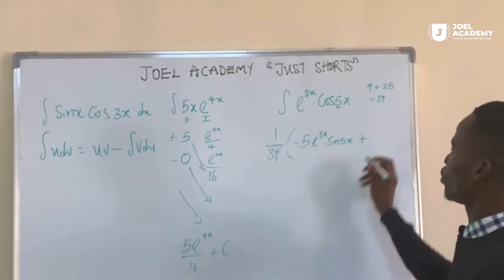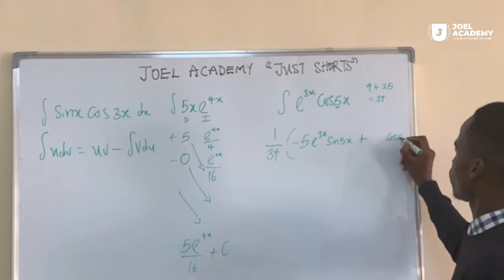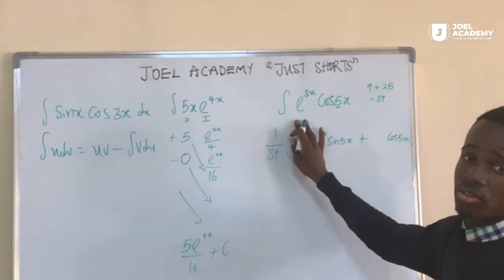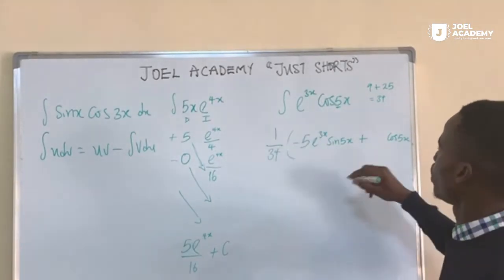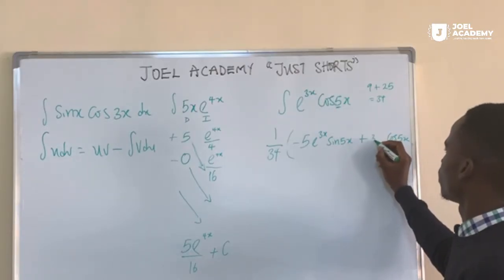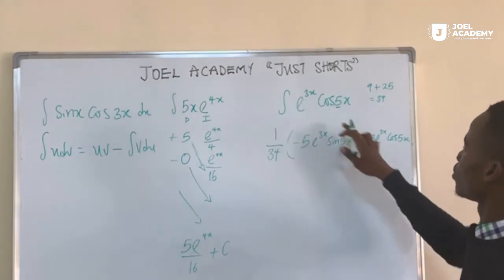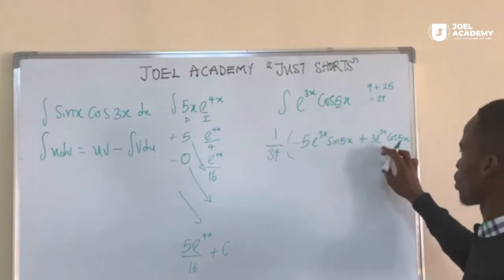And then we have plus, right? We keep this constant, cos 5x constant. We differentiate this. So we have what? Yes, we differentiate. 3 exponential 3x. So we differentiate, 3 comes here, exponential 3x remains.